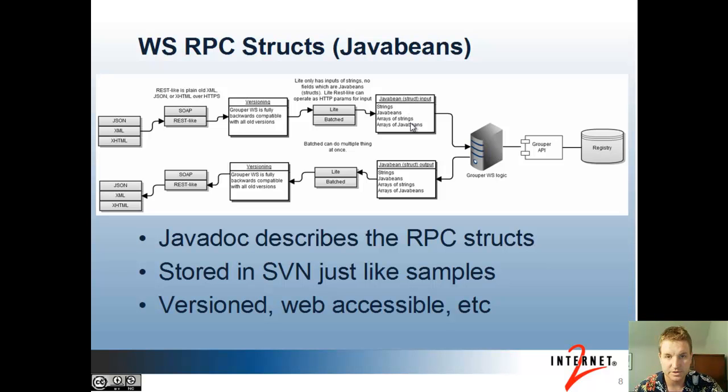So basically these beans tell you what's available to use in JSON, XML, XHTML, etc. And the important part of that, I think, is pretty much the Java doc. You could look at the source code too, but the Java doc for those structs tells you what's available for the input or output of the operation. And those are stored in Subversion just like the samples, and they're versioned and web accessible, etc.